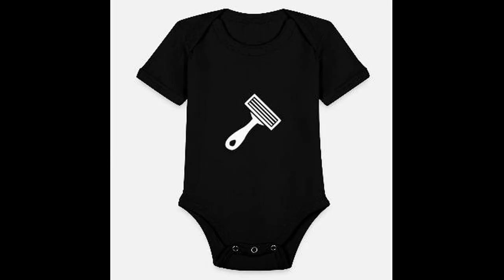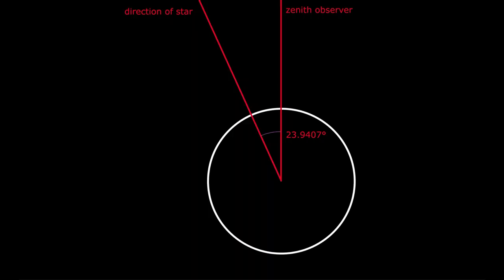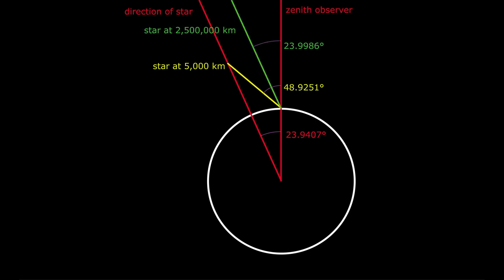This is what you get when you let a toddler play with a razor blade. What a mess you get. At 5,000 kilometers, the angle indeed is way off, but at the distance of the star of 2.5 million kilometers, the angle is only 0.05 degrees, or only 0.2% off.